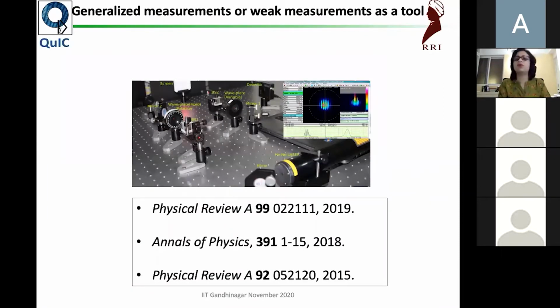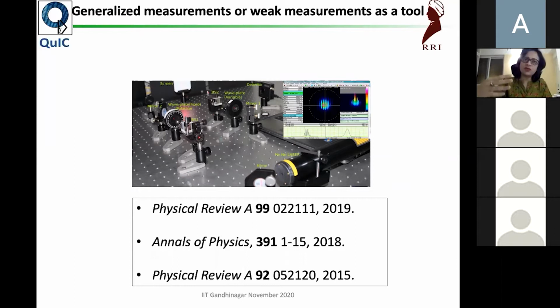Here we have a body of work on what is called generalized measurements or weak measurements as a tool. Again, this can form a talk by itself. But then having said that, what we are trying to do in all these explorations is try to find out more about what happens between preparation and measurement. So we all know that when we prepare a quantum state, after that, it goes through some evolution, right? And so that is fine. And then, of course, we have a measurement.